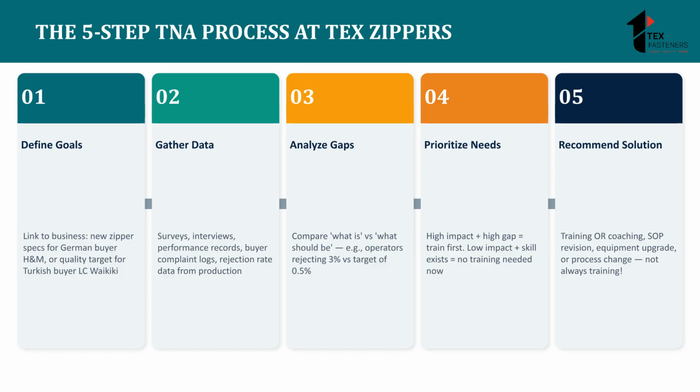Our 5-step TNA process defines goals, gathers data, analyzes gaps, prioritizes needs, and recommends a solution. Remember, training is not always the answer. Sometimes the solution might involve process change or equipment upgrades.